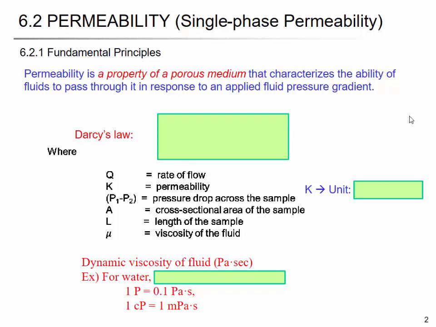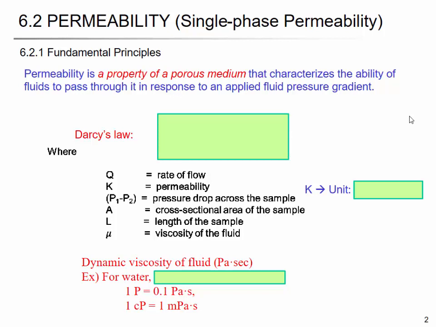So if you have a rock core or maybe a material which is porous, then that should have one permeability. And it doesn't change, whether you measure it with gas, whether you measure it with oil, whether you measure it with water. Okay? So permeability is a property of the porous media.